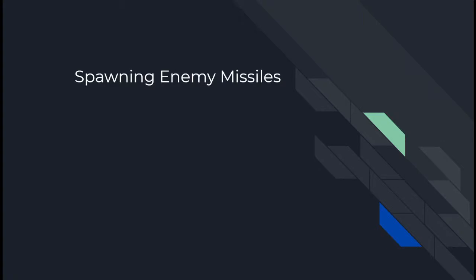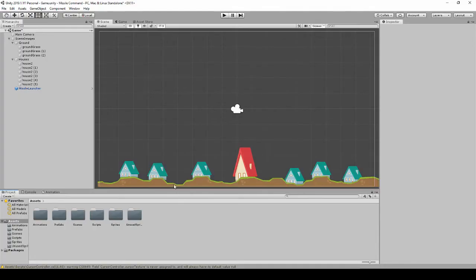Okay, in this video we're gonna start actually making the enemy missiles spawn. The goal is to make them spawn randomly from the top. We won't bother with actually doing any kind of targeting or anything yet in this video. We just want them spawning from the top in a random position. So let's go back to Unity.